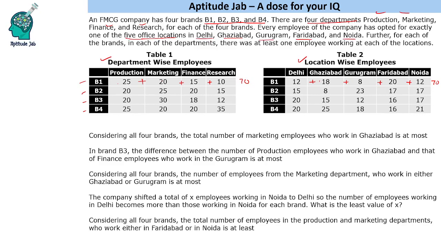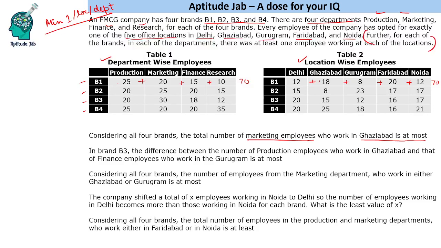So the only criteria that we need to keep in mind is that in each location, each brand, there has to be minimum one employee per location per department for every brand. Okay, that is the minimum criteria. Okay, so considering all four brands, the total number of marketing employees who work in Ghaziabad is at most. So we need to maximize the number of employees in the marketing department in Ghaziabad.